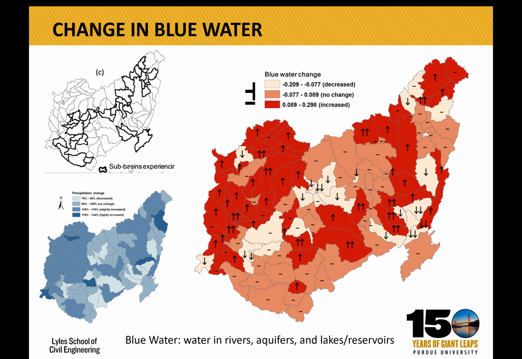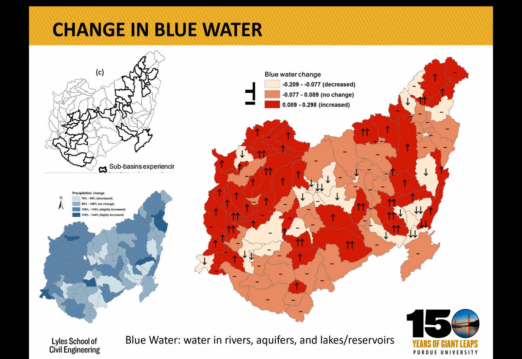and industrial use and irrigation. So you can see that there are areas where the blue water has increased, there are areas where the blue water availability has decreased, and then there are areas where there is no change. And if we look at the areas that have been impacted and where the blue water has changed, you can correspond that to the change in precipitation, and in some sense we can relate that to the change in climate. So the climate change has impacted the blue water dynamics in the Ohio River Basin.